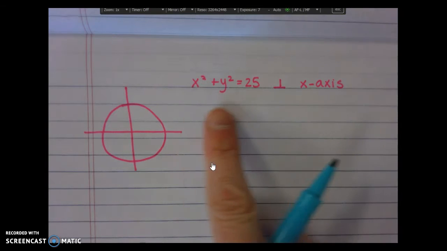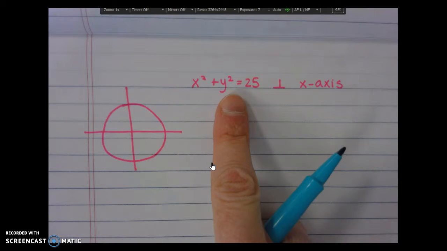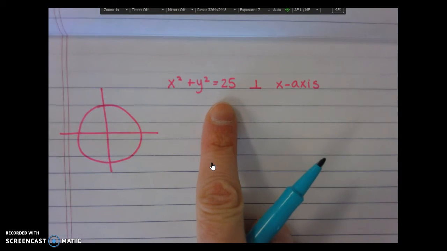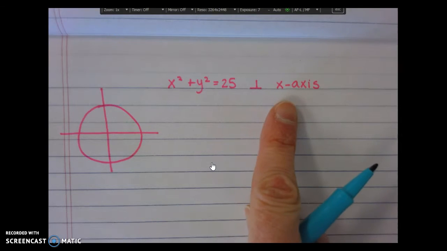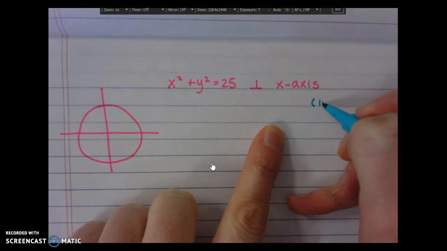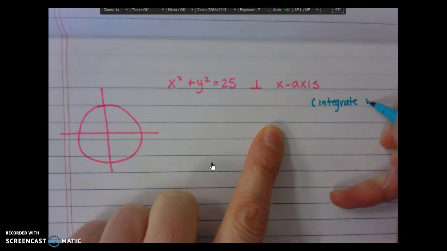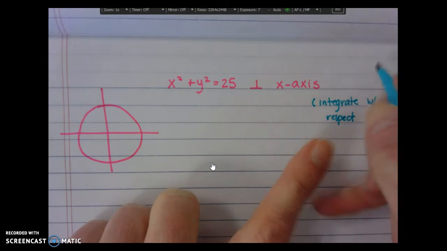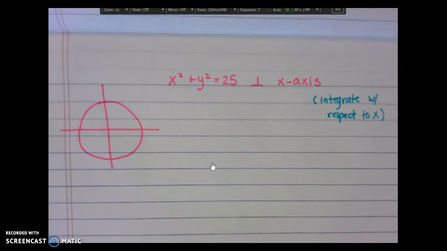So the equation I gave you was a circle, so we can use x squared plus y squared equals 25 since we had a radius of 5. We're going to assume for simplicity's sake for right now that we drew our diameter and we drew those lines perpendicular to the x-axis, because if we're perpendicular to the x-axis, that means we're going to integrate with respect to x, which is a little more familiar to us versus with respect to y. But this problem actually works really nice with either one.